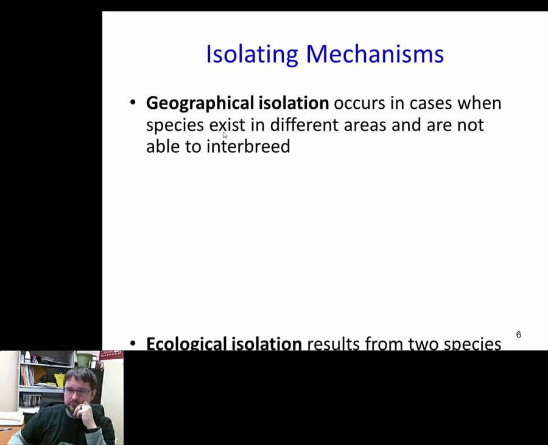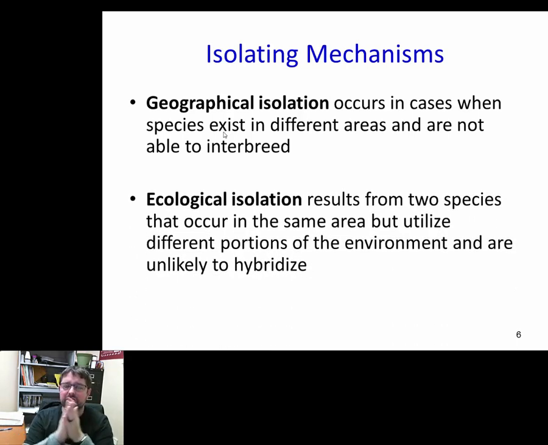Okay? You can have ecological isolation. So now we're talking about the exact same region. So it could be the same stream, the same pond, it could be the same terrestrial habitat, but there's something that isolates them. So maybe they utilize different parts of the habitat. So you could have like a river, and you have benthic fish that feed on the bottom, and pelagic fish that feed in the mid-water column or the surface. And because they don't occur in the exact same region, they never encounter each other and they never reproduce together.